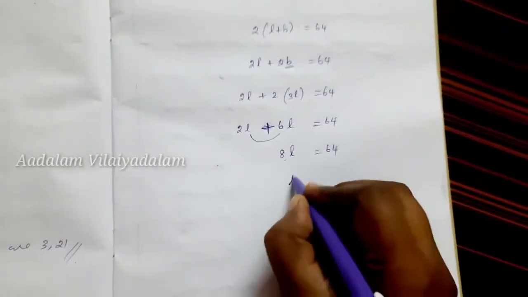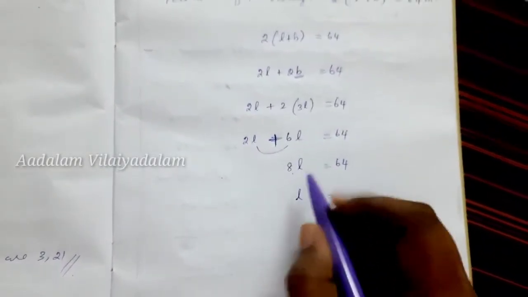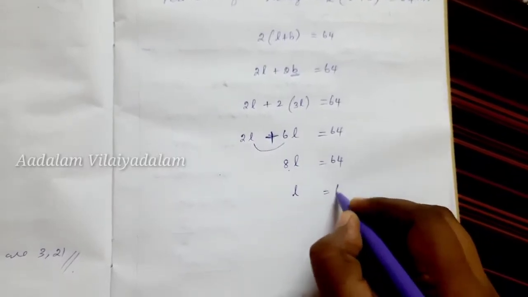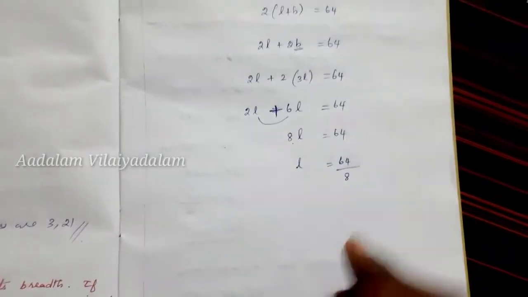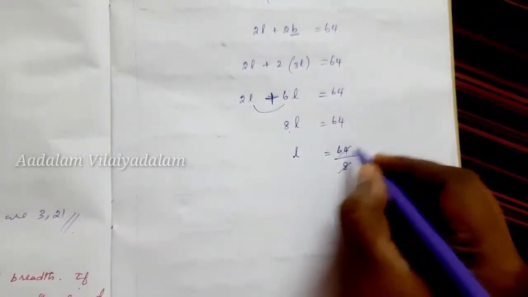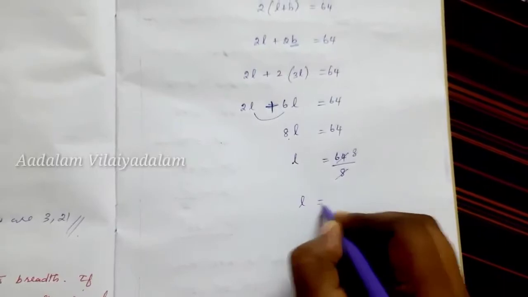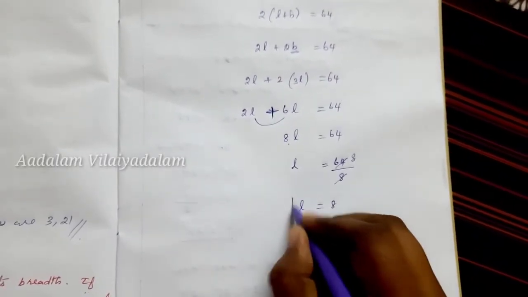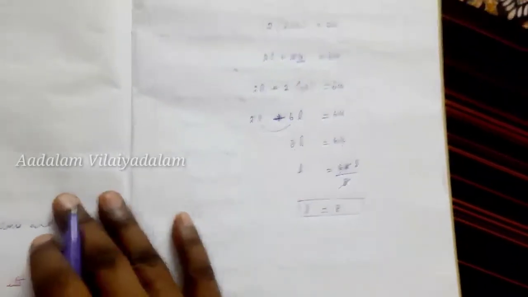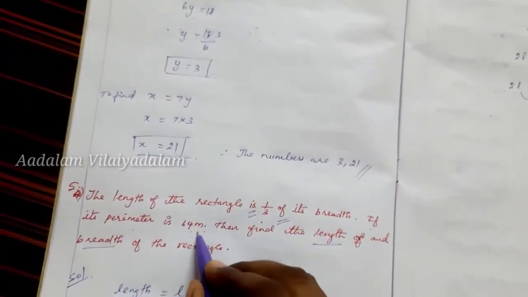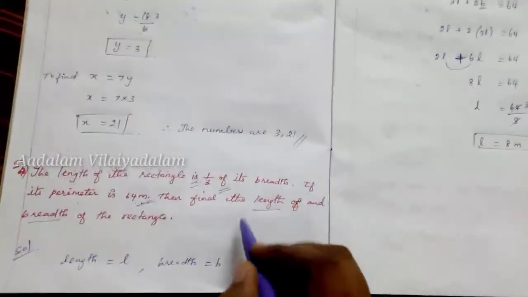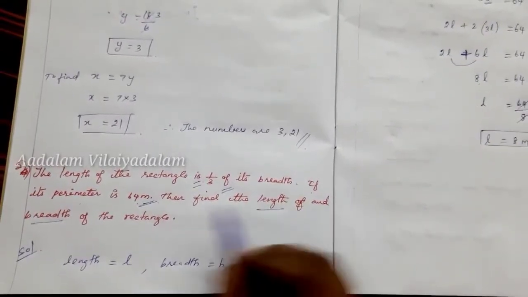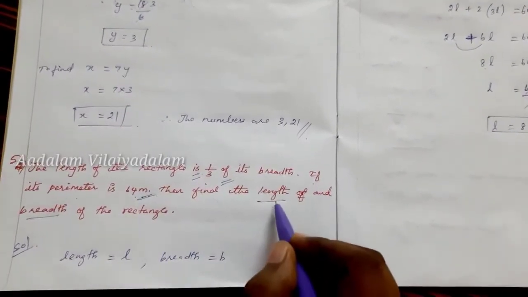Which means 8 times of L. Then if we carry this 8 to the other side, then it becomes a division. Therefore 64 divided by 8 we get. Then cancelling by the 8 table, 8 8s are 64. So therefore L equal to 8. But in the question, what is the unit given? Meter is given. So we need to write L equal to 8 meter. So in the question, find the length and breadth they have said, isn't it? We got the length.